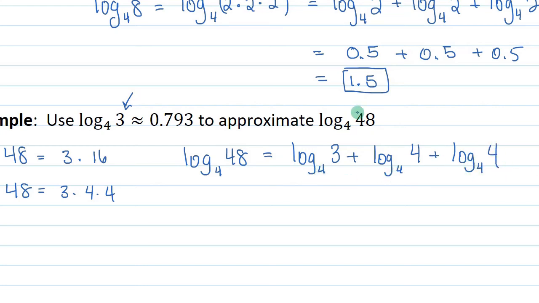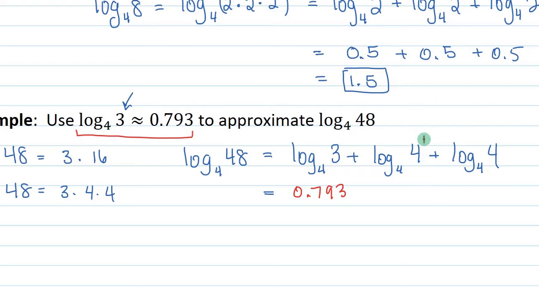Okay, so the key is how do you factor this number so that you can get numbers that you can use. Now, they gave us a value for log base 4 of 3. It's right here. There it is. So we know that this right here is just 0.793. But what are these? Well, you notice that the base of the logarithm matches the base of the number, which you might say, well, it's not a base, there's no exponent. Yeah, there's an exponent.